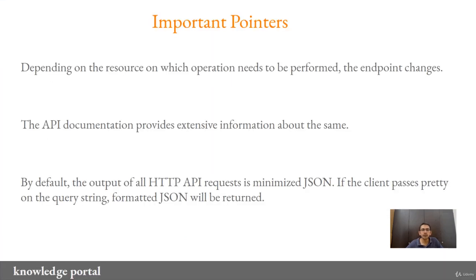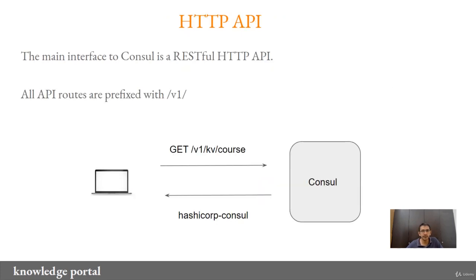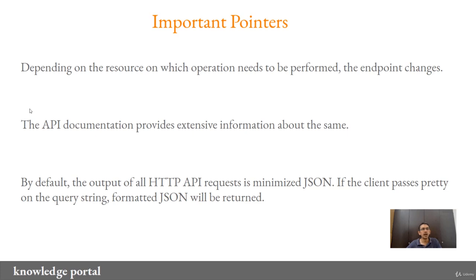Let's look into some of the important pointers. First, depending upon the resource on which the operation needs to be performed, the endpoint also changes accordingly. The endpoint is not the v1 that we were discussing; that is basically the prefix, but the endpoint is something like kv. This can be considered as the appropriate endpoint. Second, the API documentation provides extensive information about the same that we have already looked into.